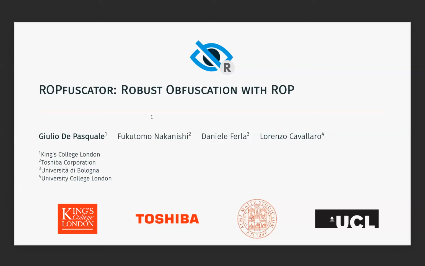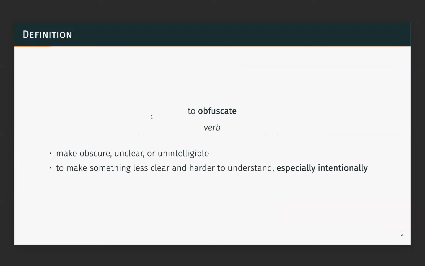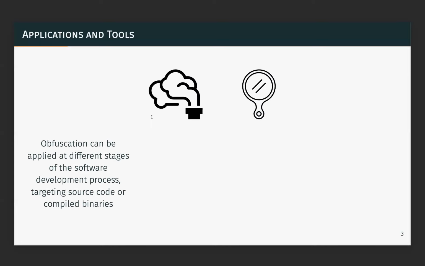But before delving into the details of the project itself, I want to give a brief overview of what obfuscation is. According to the formal definition of the verb to obfuscate, it's the act of making something less intelligible and harder to understand, especially intentionally. In computer science, this can be seen as a set of techniques that are like smoke and mirrors in the eyes of analysts. And obfuscation can be done at source level or at binary level.